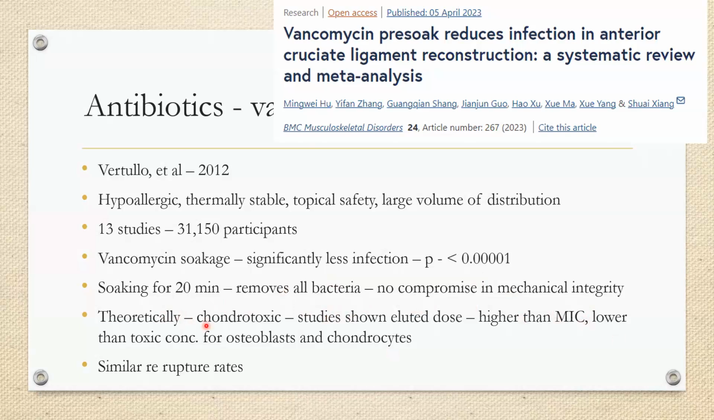Theoretically, vancomycin can be toxic, but studies have shown that the diluted dose used after preparation is just higher than the minimum inhibitory concentration for the bacteria and just lower than the toxic concentration for osteoblasts and chondrocytes. Hence, there is no proven study demonstrating vancomycin toxicity with its use, so it can be safely used. They also compared the re-rupture rates with and without vancomycin. They found that re-rupture rates are similar, hence vancomycin does not compromise mechanical integrity.